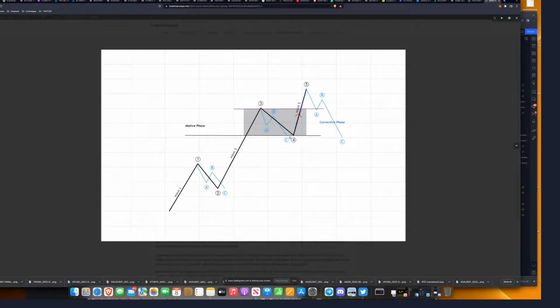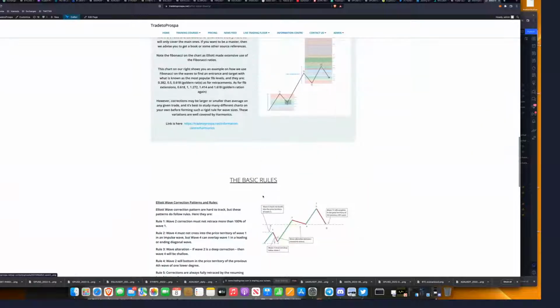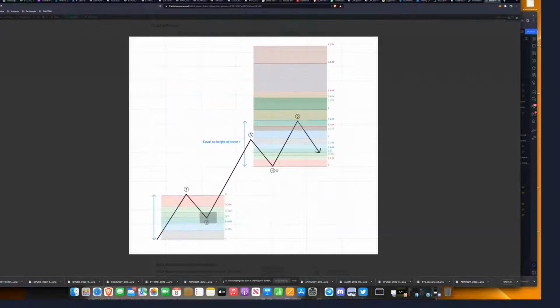What we tend to do is there's a few ways of measuring it. One is you put the bottom as 0 and the top of wave 3 as 1. So you have 0 and your pivot point is 1, and then you get these extensions. And these are the extensions that we're interested in for the target.